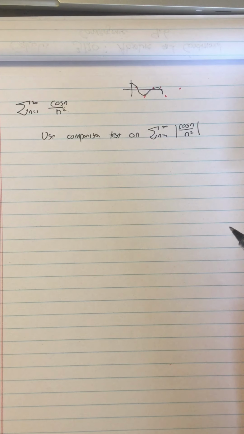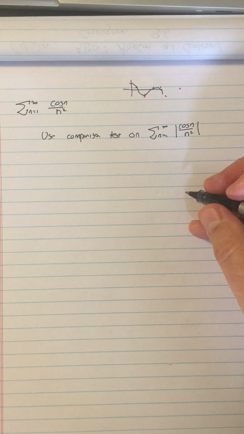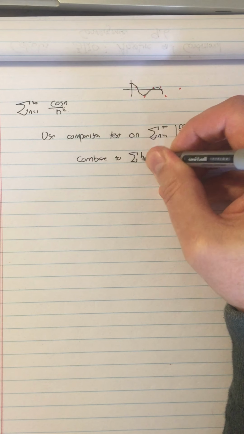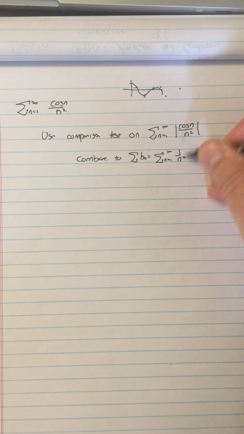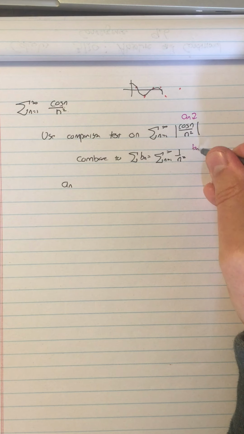I can even say, what could I compare this to? Well, it's pretty tempting to compare to n squared, especially since I know that cosine of n is always between -1 and 1. So I'm going to compare to my sum b sub n, which is going to be the sum from n equals 1 to infinity of 1 over n squared, because that's what this sort of looks like. Now what I have to observe is that my a sub n terms, so remember when you're using the comparison test, a sub n is your problem, and b sub n is your known series, a series of known convergence or divergence.